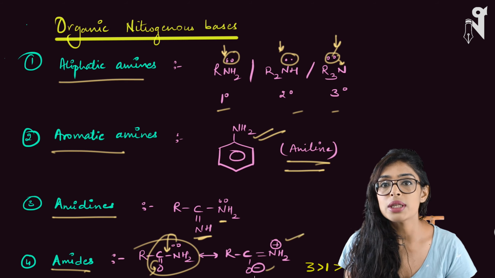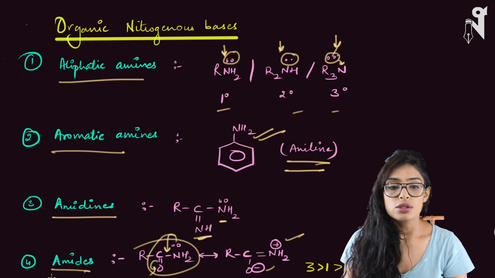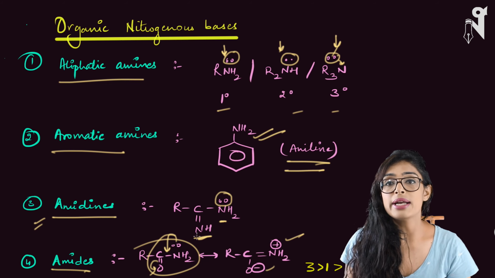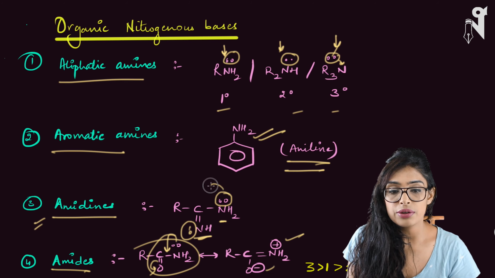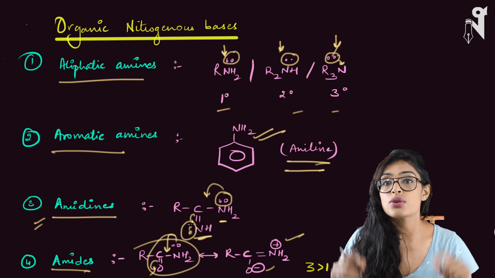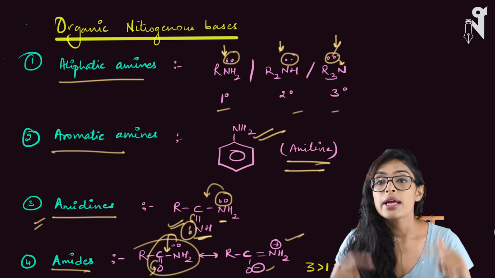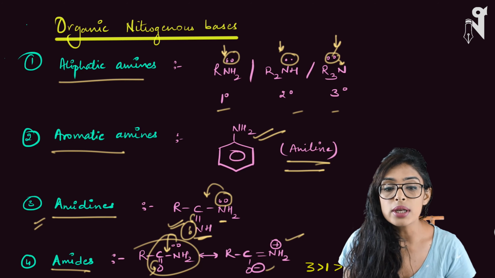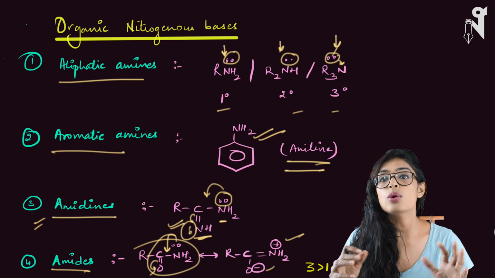Now let's talk about the arrangement of the basic strength among these compounds. So look at the third one. When we talk about amidines, they have a pair of electrons over here and a pair of electrons over here. This pair of electrons is participating in the resonance, but this pair of electrons, on the nitrogen that has a double bond, is not participating in the resonance, and hence it is a localized pair of electrons. I hope you understand what localized means. A localized pair of electrons means a pair of electrons which is not participating in the resonance.